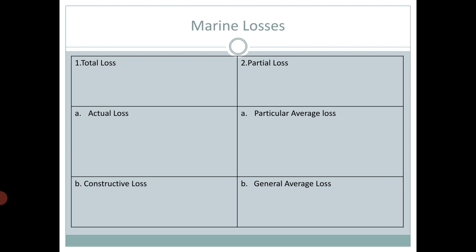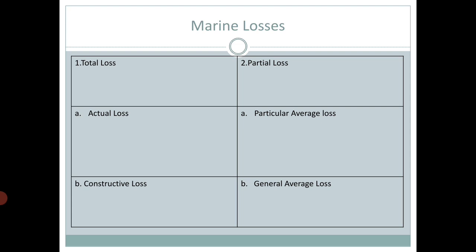The particular average loss must fulfill the following conditions. The loss must be a partial loss, only a subject matter should be damaged, the loss should be accidental and not intentional, and caused by a peril insured against. If 1000 bags of sugar are shipped and 10% of the sugar dissolved in sea water during high water, or 100 bags of the sugar are completely destroyed by sea water, it is called particular average loss.